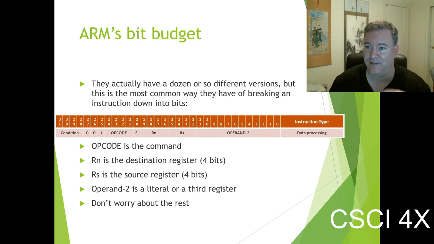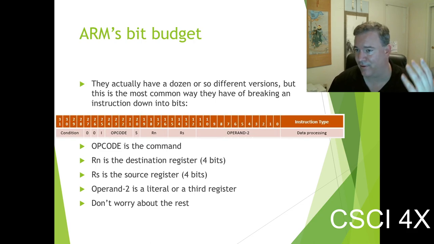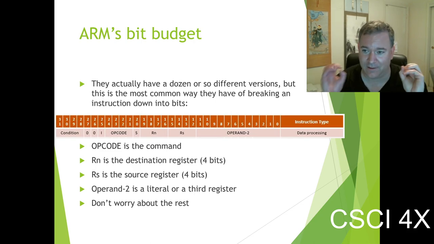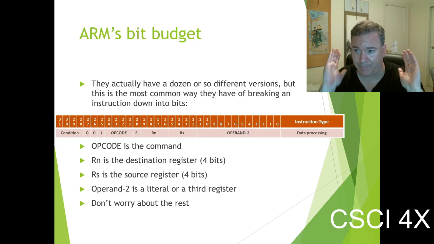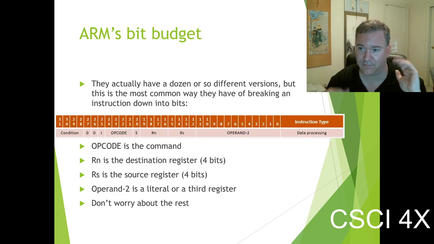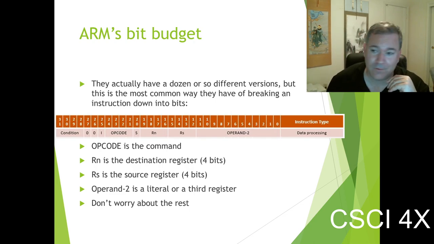The assembler translates your command, add R0, R0, 7, into ones and zeros in this format, and puts it into the a.out. That's all an a.out is. It's just 32 of these at a time, 32 bits. And if you want to decipher somebody else's program, you can decompile it.